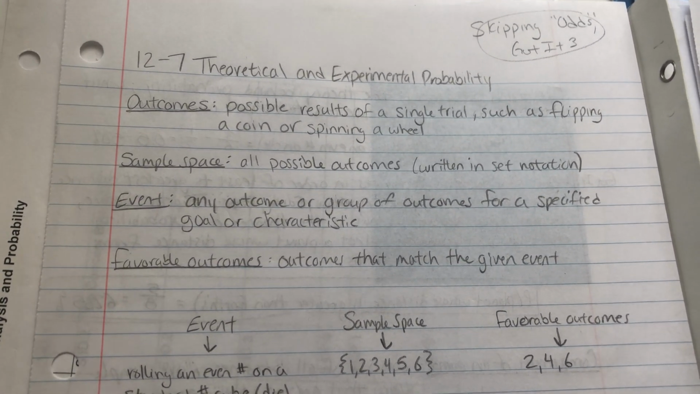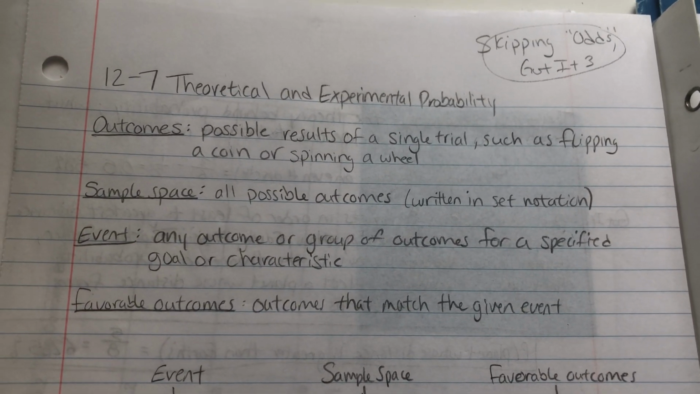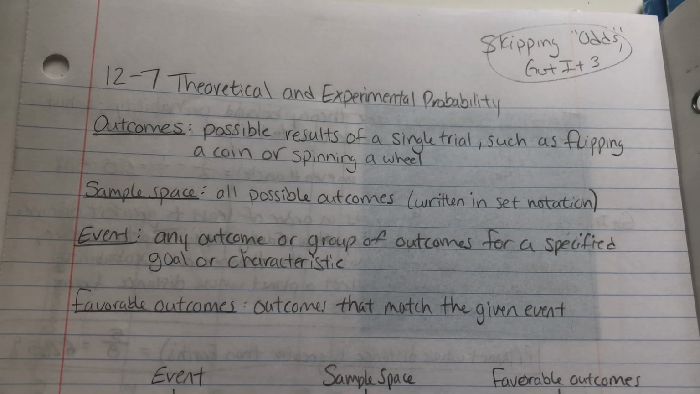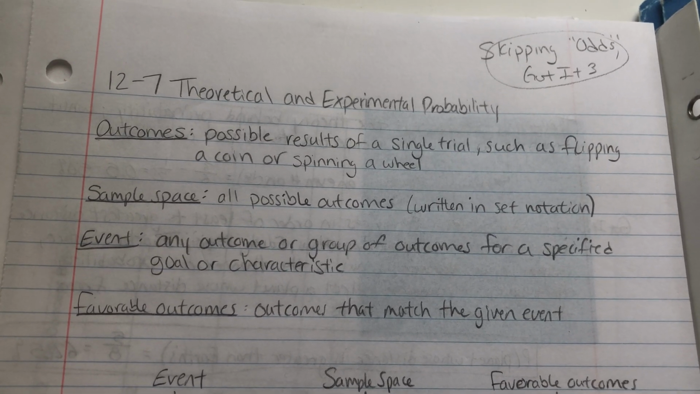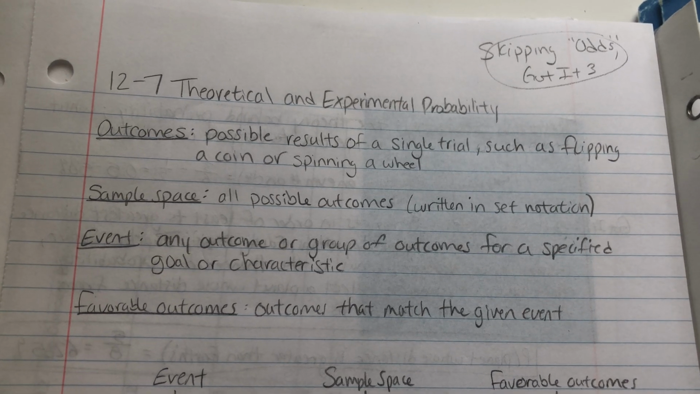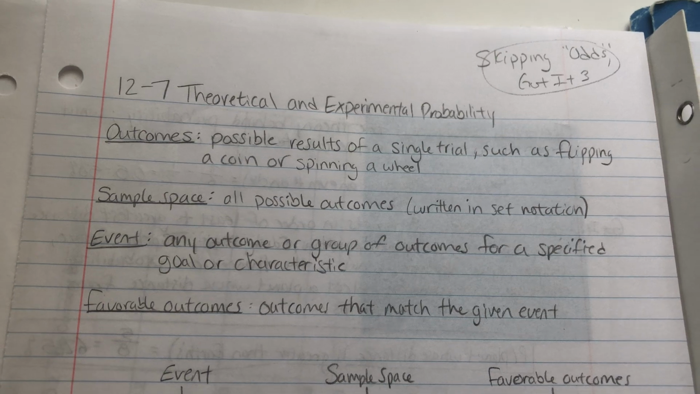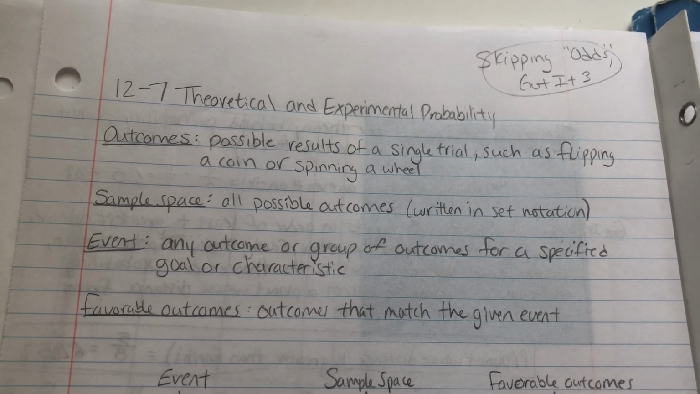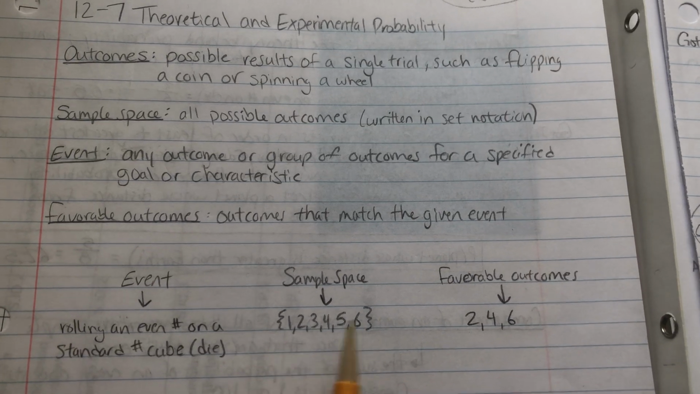So to start with some definitions, we have outcomes, which are the possible results of a single trial, such as flipping a coin or spinning a wheel. So you have all types of outcomes depending on an event, which we'll get to here in a moment. Sample space: your sample space consists of all the possible outcomes, and it is going to be written in set notation, as you can see down here. Those are your curly brackets or your braces.